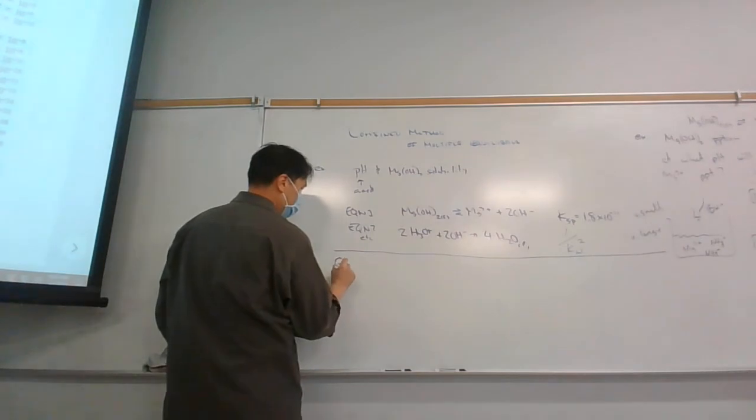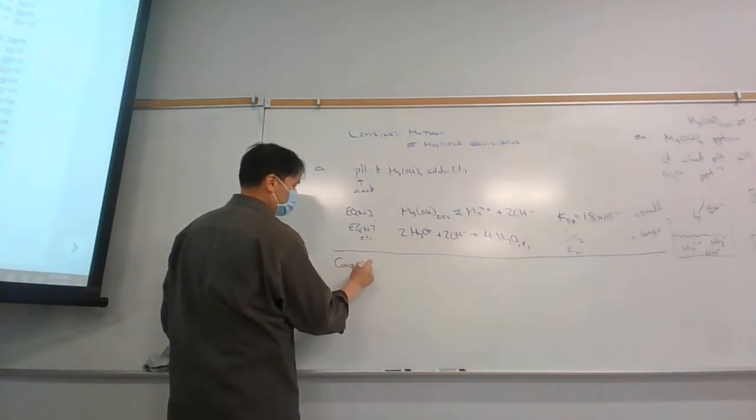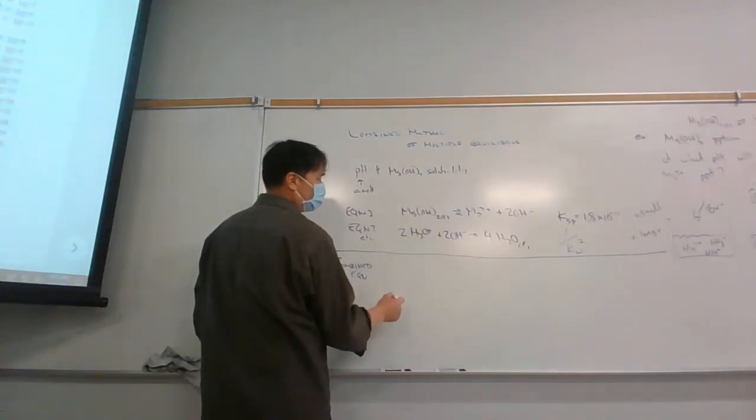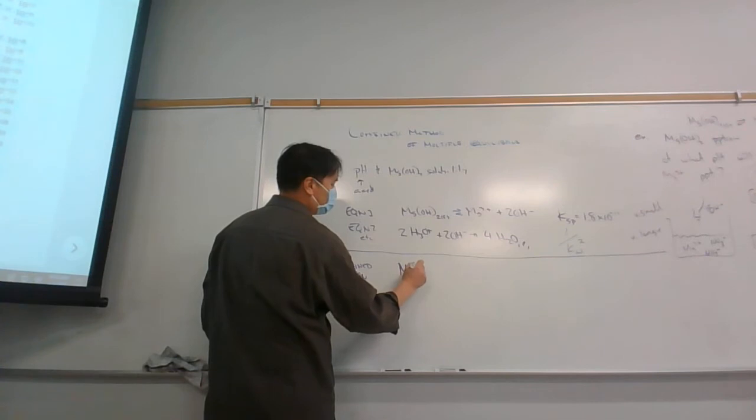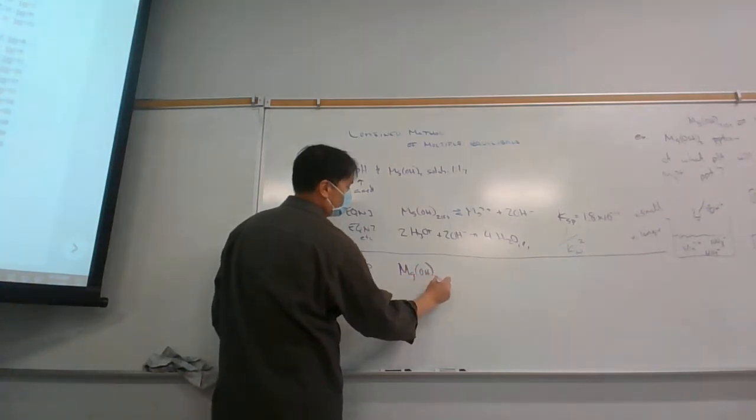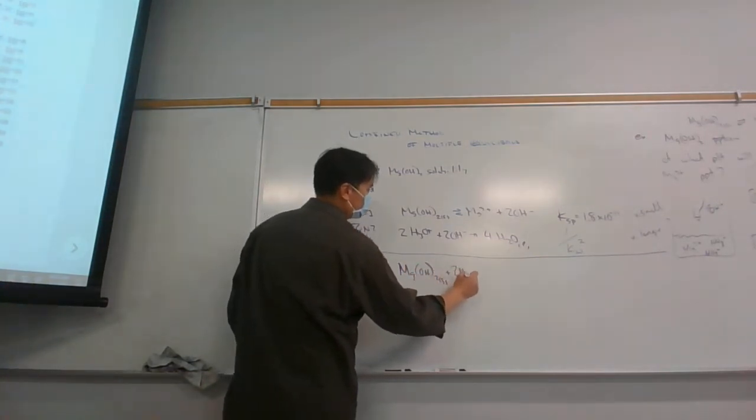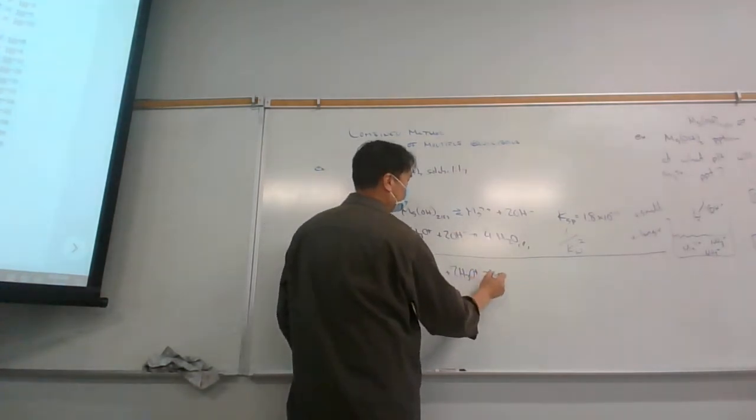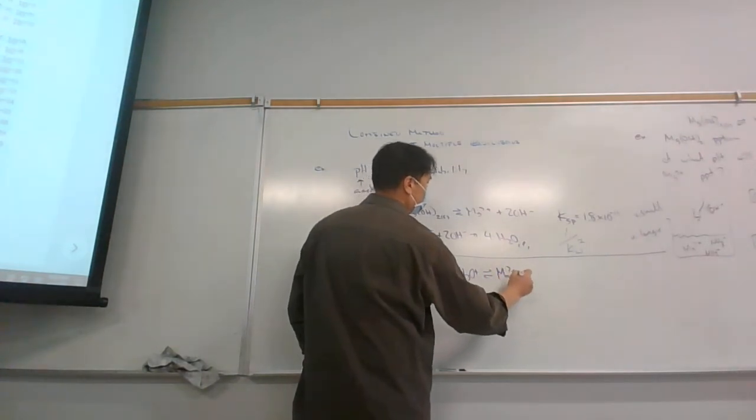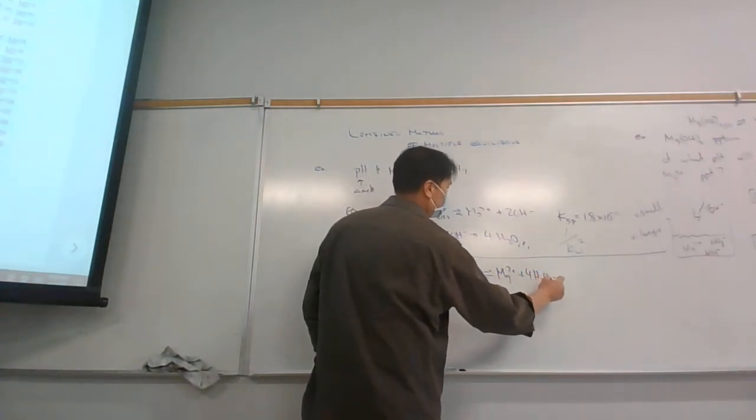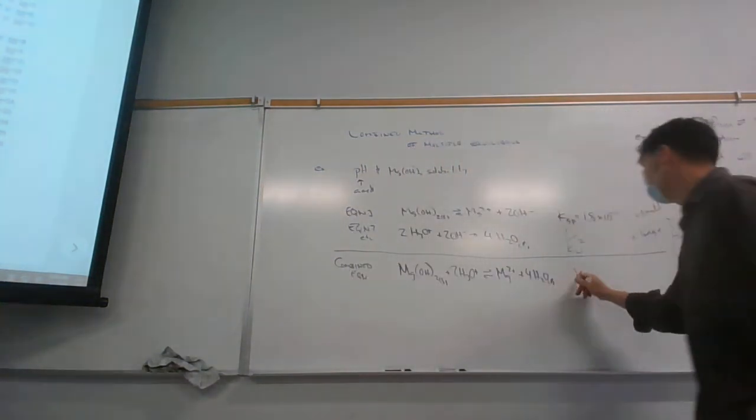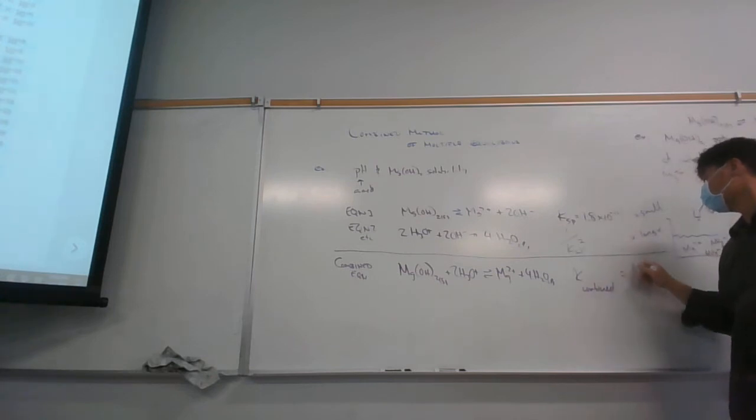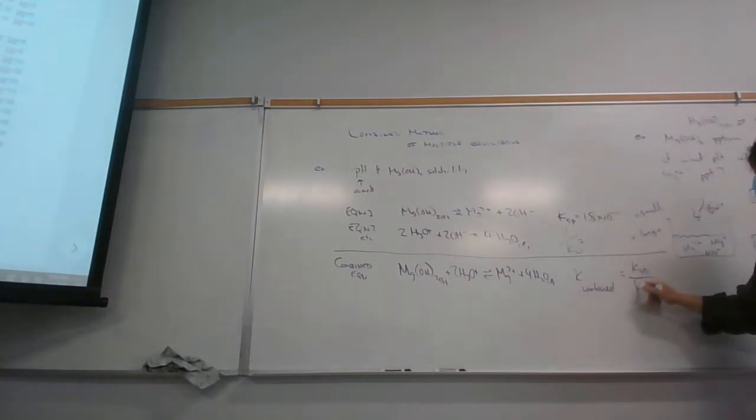And then we'll have the combined equation. The combined equation is, we just add these 2 equations up. And so it's going to be magnesium hydroxide solid plus 2 hydroniums. Hydroxides cancel. This is going to yield magnesium 2 plus and 4 H2O liquid. And then the K for the combined is just equal to the KSP over KW squared.